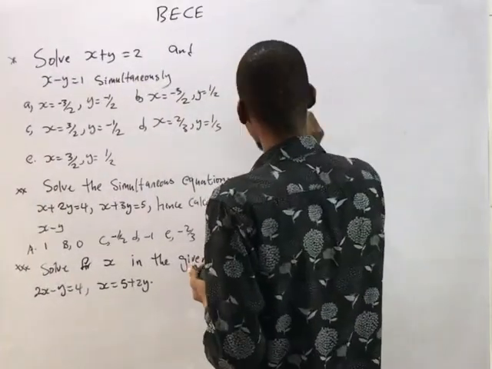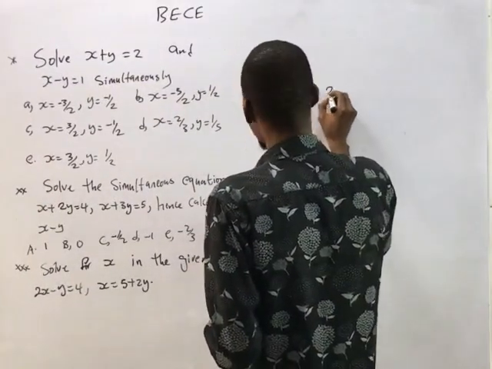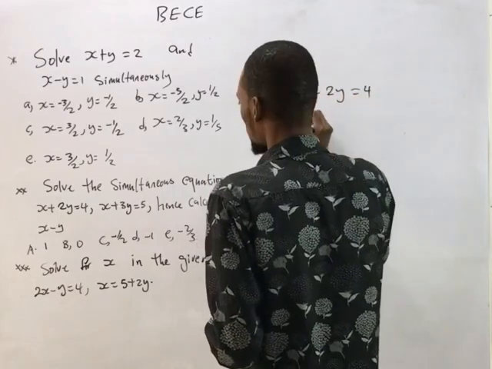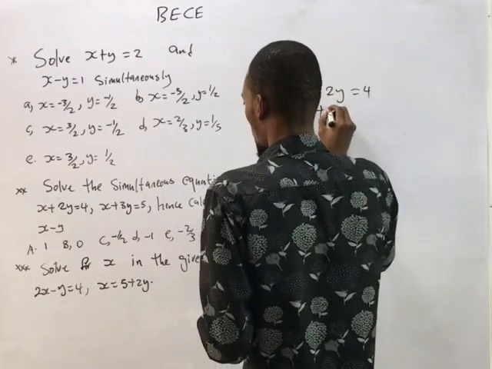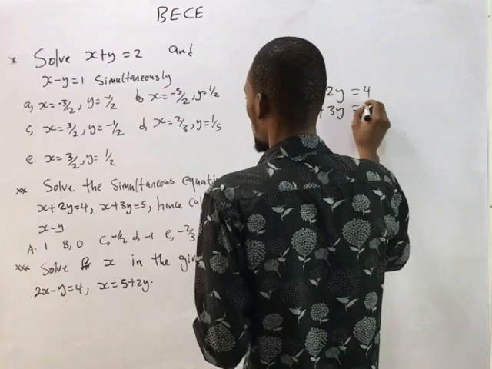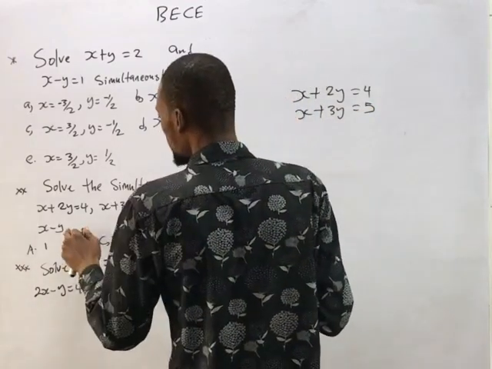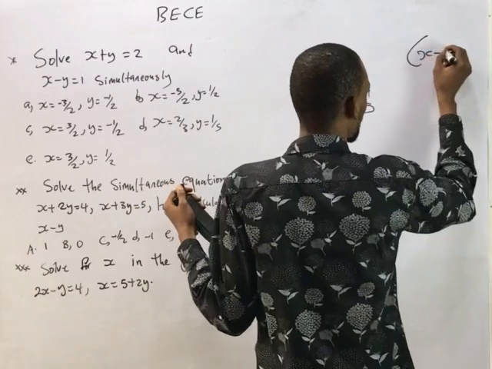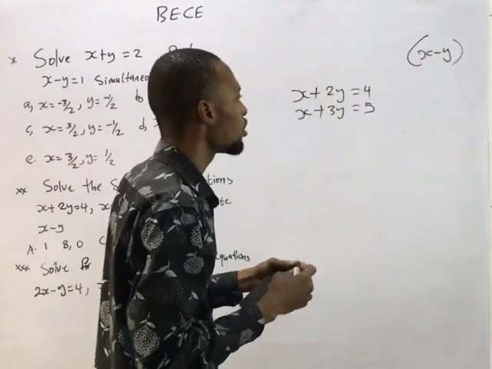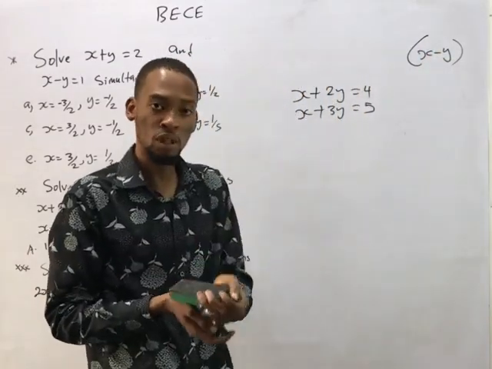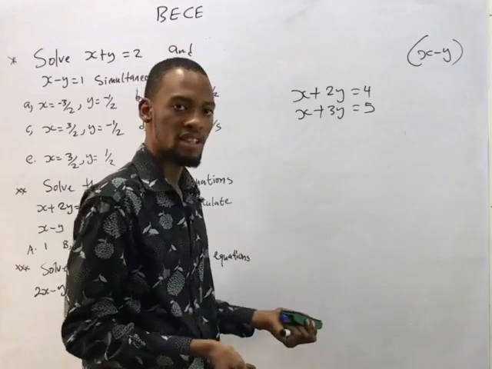So the same thing applies to the second question. S plus 2y is equals 4. S plus 3y is equals 5. So here, they're asking us to calculate s minus y. It simply means look for the value of s, look for the value of y, and subtract.